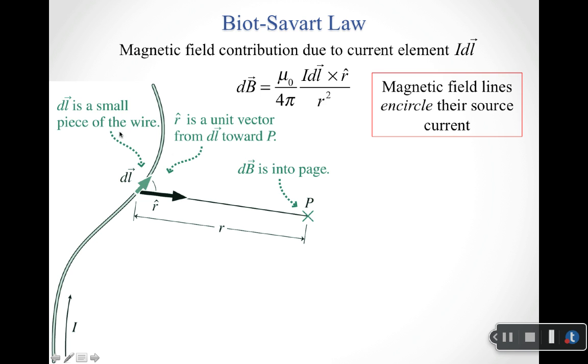And so when you think about that moving around your wire, what that tells you is that the magnetic field actually circles around the wire.